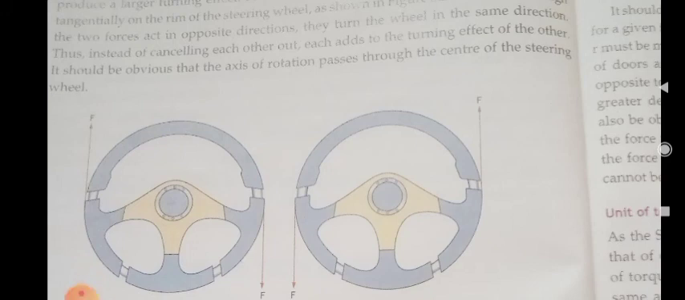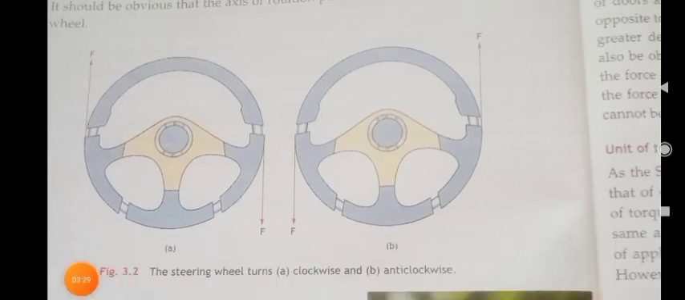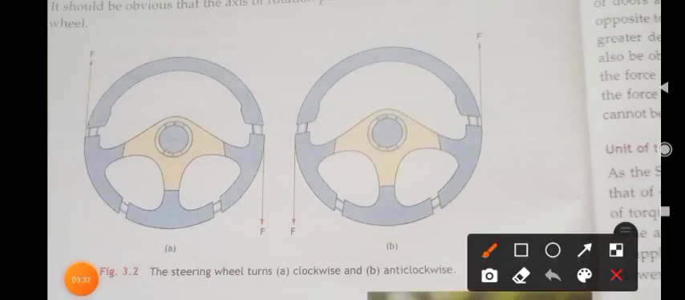The steering wheel of the car. Here the force acts in opposite directions, but what about the wheel? Though the forces are acting in different directions, the wheel moves in a single direction. So here the axis of rotation is at the center of the steering.